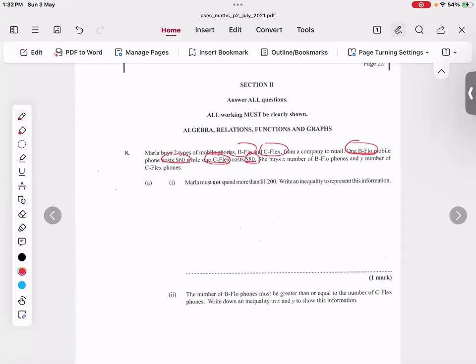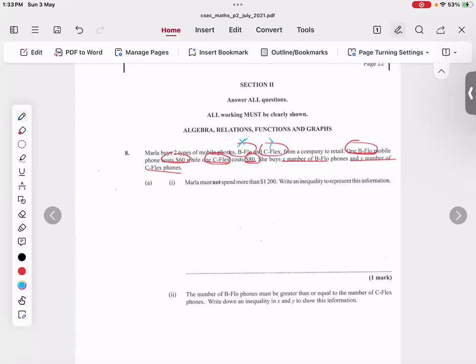Next thing, she buys X number of B-Flows. So right away, I can see that they're assigning the letter X to B-Flow. And then she buys Y amount of phones, so that means you're assigning the letter Y to C-Flex. So X is being assigned to B-Flow and Y is being assigned to C-Flex. All right? And then they give us another piece of information here.